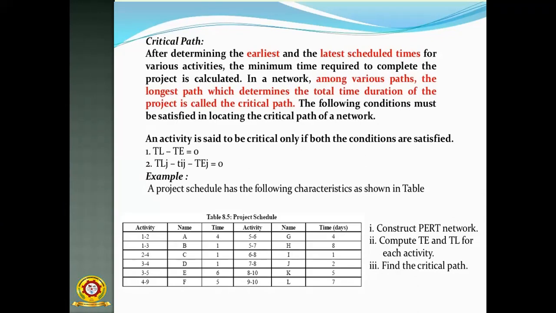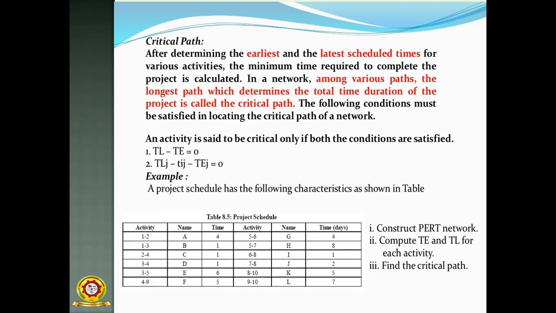before finding the critical path, first you have to find out the earliest and latest time. That means TL and TE. TL means latest time, and TE stands for earliest time. You have to find both of them for various activities. The minimum time required to complete the project is calculated. That minimum time required to complete the project is called the critical path. In a network, among various paths, the longest path which determines the total time duration of the project is called the critical path.